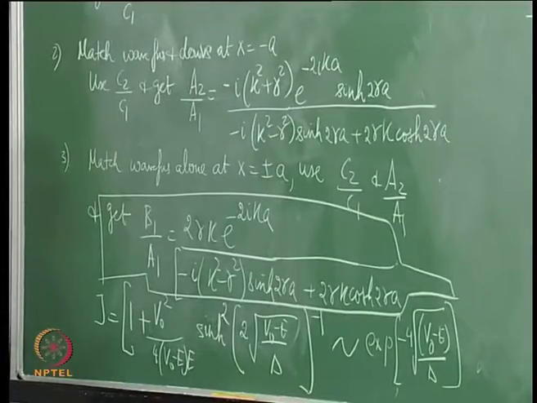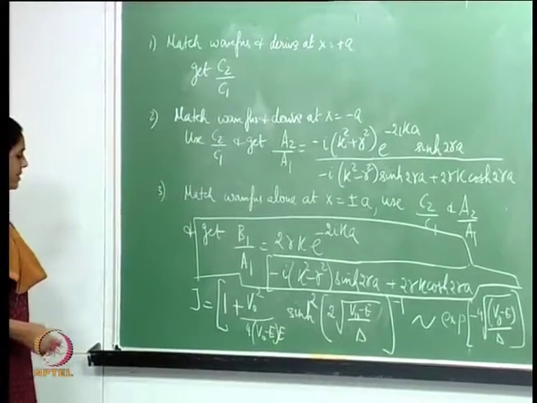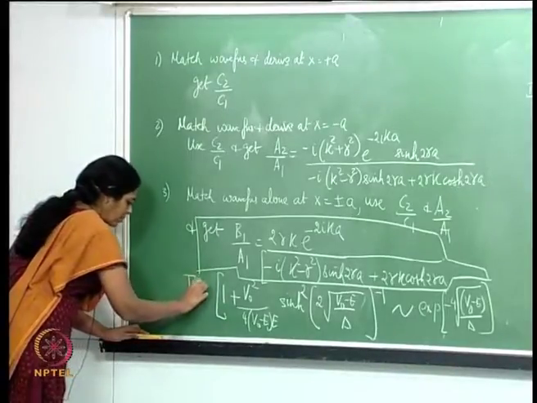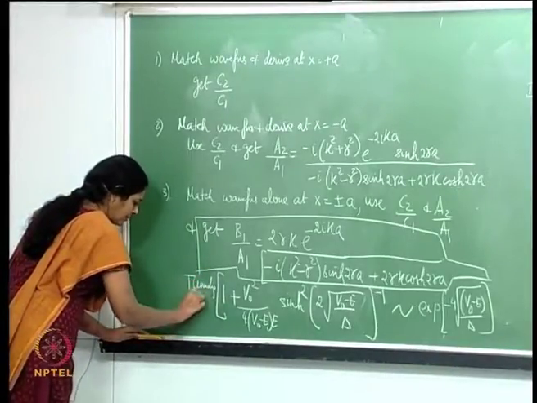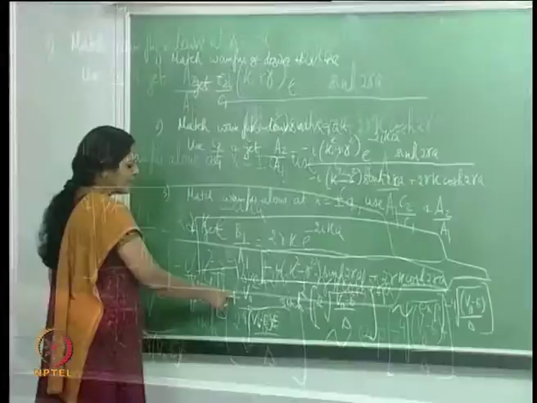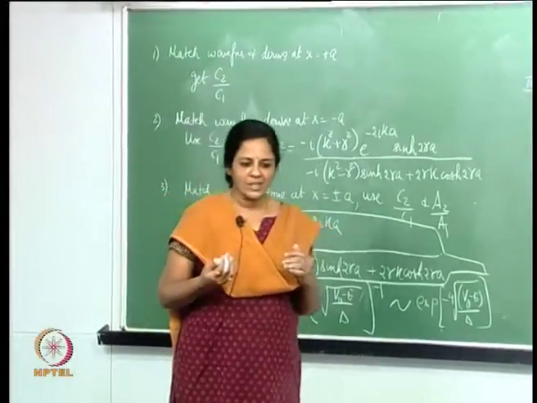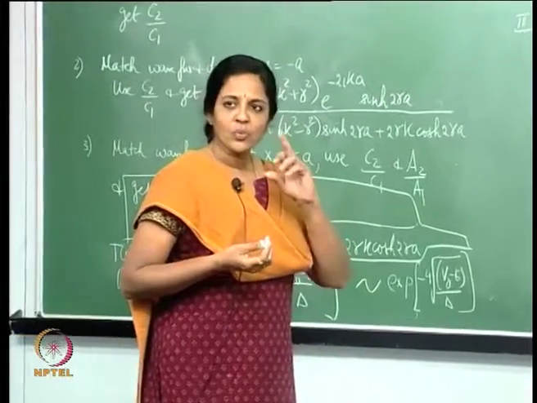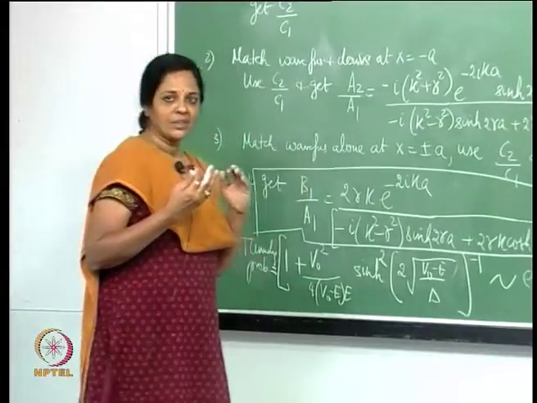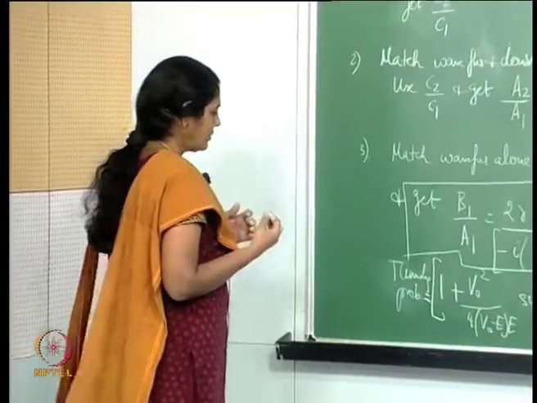The mod square of B1 by A1 will give you the transmission probability, which I have called T. So, this is the probability of tunneling, if you wish, tunneling probability. That quantity can be written in this form. You write everything in terms of V naught and V naught minus E, because once more it is a question of what is the deficit energy V naught minus E and how well can the tunneling happen depending upon V naught minus E.